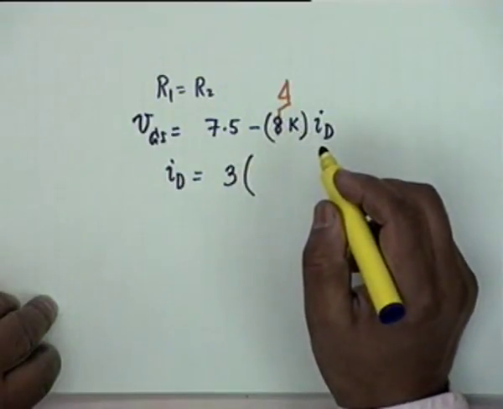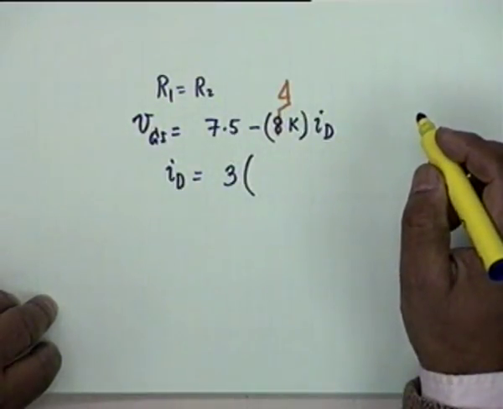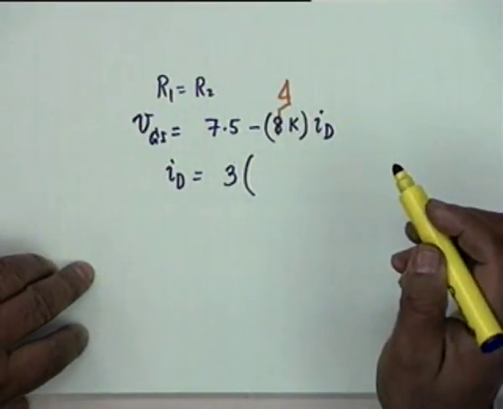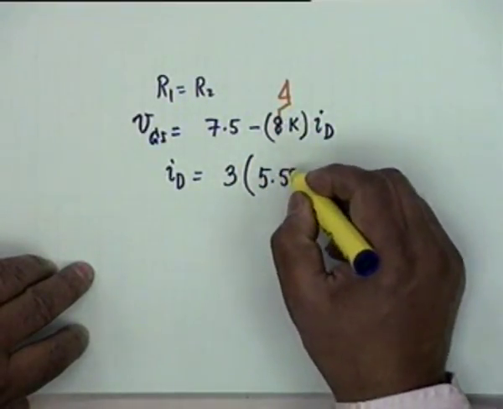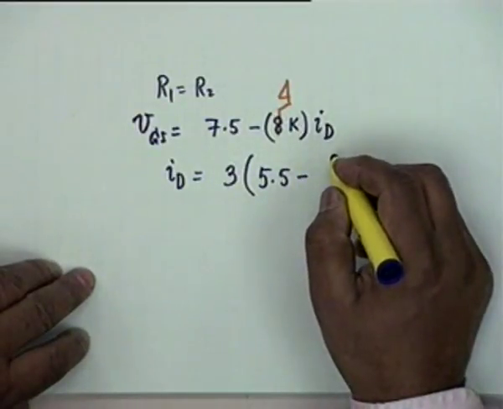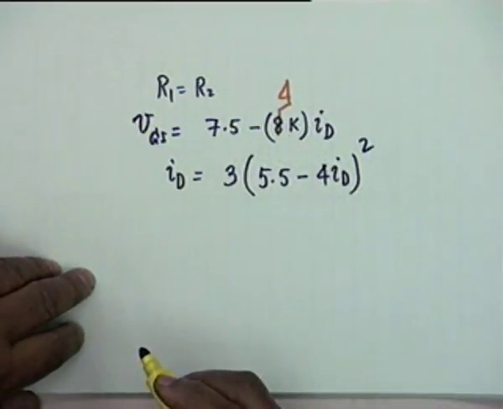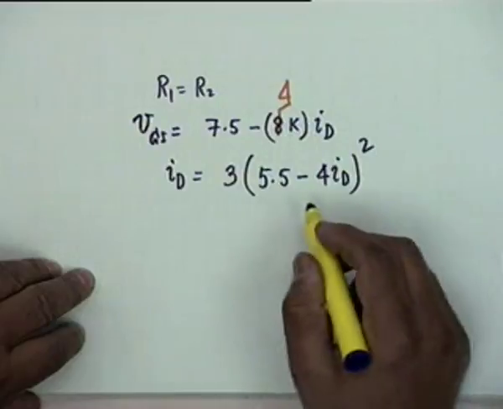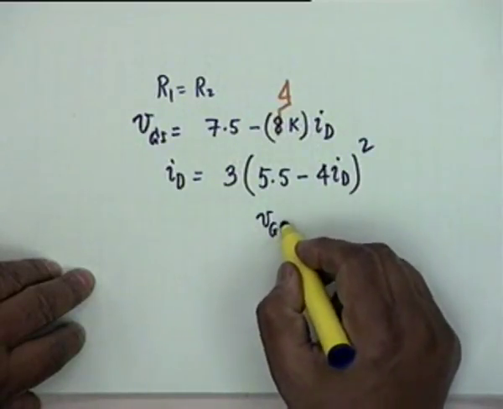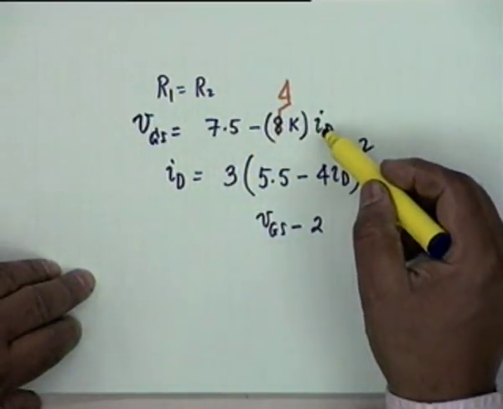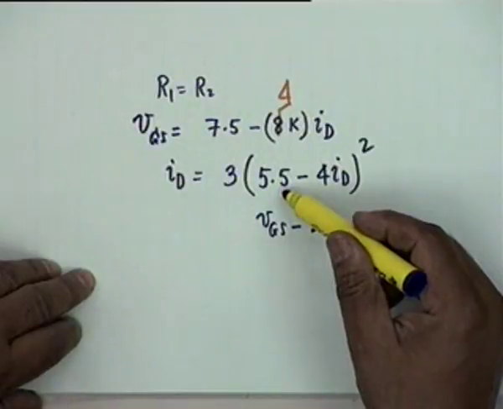then VGS minus 2. But VGS is 7.5 minus 4 ID. So it would be 5.5 minus 4 ID square. How does this come? Because our VGS minus 2 and VGS is 7.5 minus 4 ID. So 7.5 minus 2 is 5.5. Is the point clear? Okay.